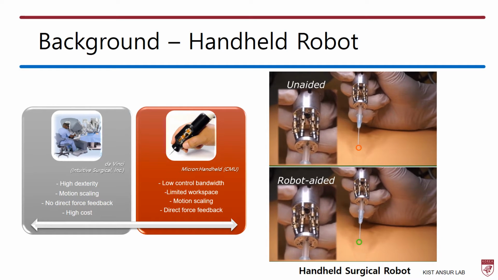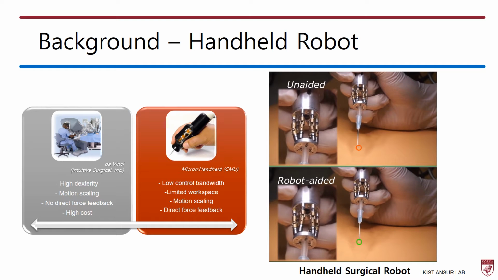Surgical robots include teleoperation-based surgical robots that are widely used around the world, such as Da Vinci, which can perform sophisticated tasks by teleoperating the robot remotely, but has the disadvantage that it cannot feel direct force and is very expensive. A new robot that can overcome the limitations of conventional surgical robots is the handheld microsurgical robot.